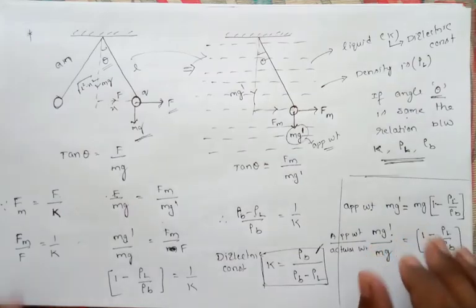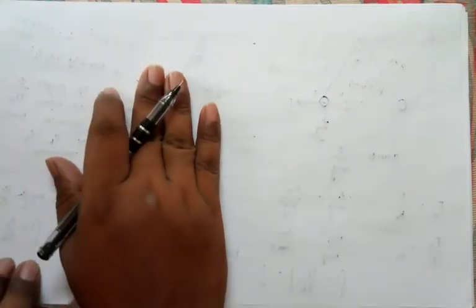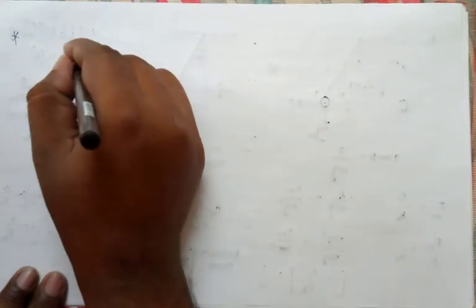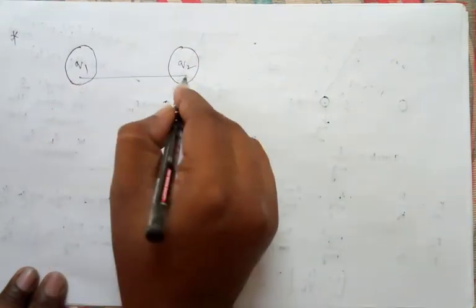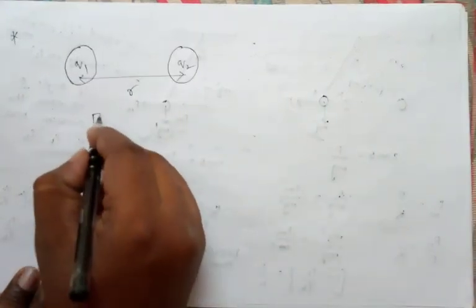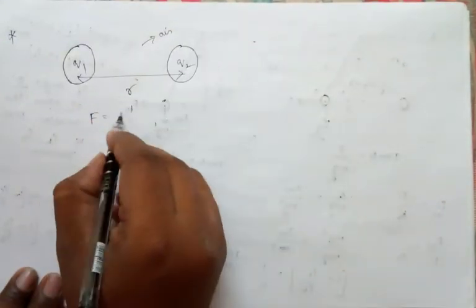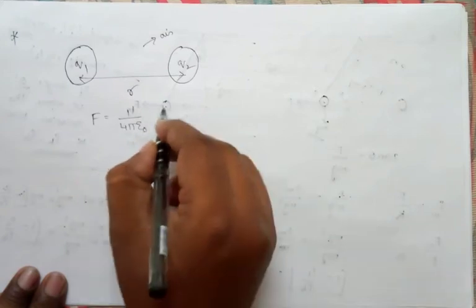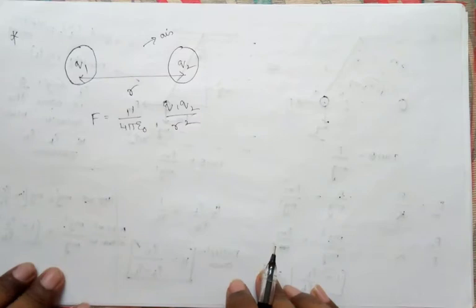Here, one more important case is if two charged bodies are there. This is one charged body Q1, this is another charged body Q2, and these two are separated at a distance r. Now what is the force here? F equals, if they are present in air medium, 1 upon 4 pi epsilon naught into Q1 Q2 by r square.